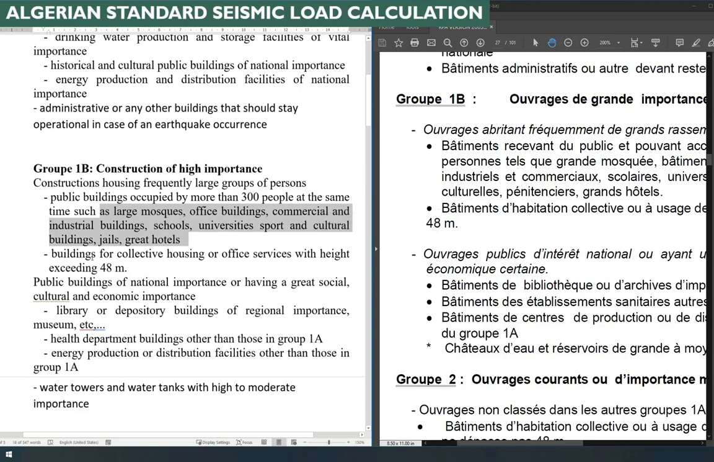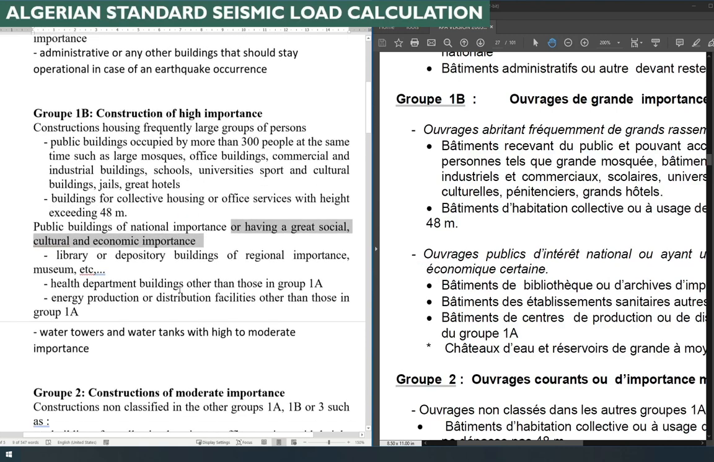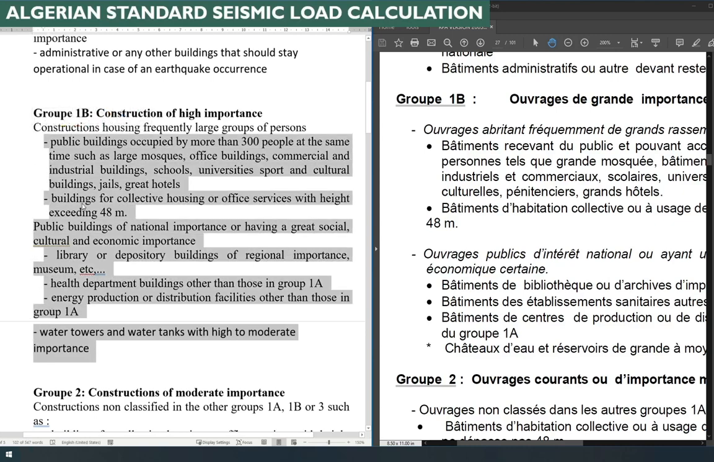great hotels, buildings for collective housing exceeding 48 meter height, public buildings of national importance or having a great social, cultural and economic importance, library, depository buildings of regional importance, museum, etc., health department buildings other than group 1A, energy production and distribution facilities other than group 1A, water towers and water tanks with high to moderate importance. So these all come under group 1B.